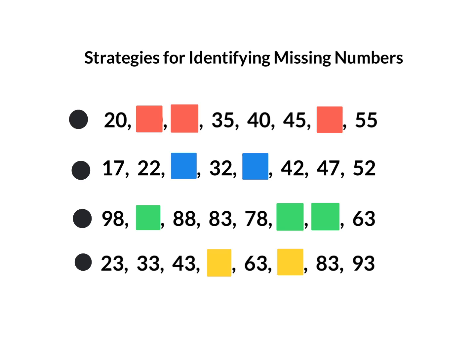Okay, let's look at part 2 of my video looking at strategies for identifying missing numbers. So we have 4 number sequences here. We have a red, a blue, a green and a yellow number sequence. What I want you to do is take a second, pause the video and try and work out the missing numbers in each number sequence.